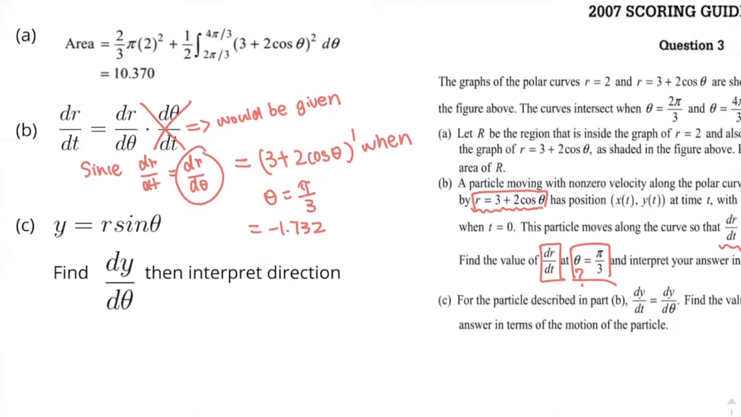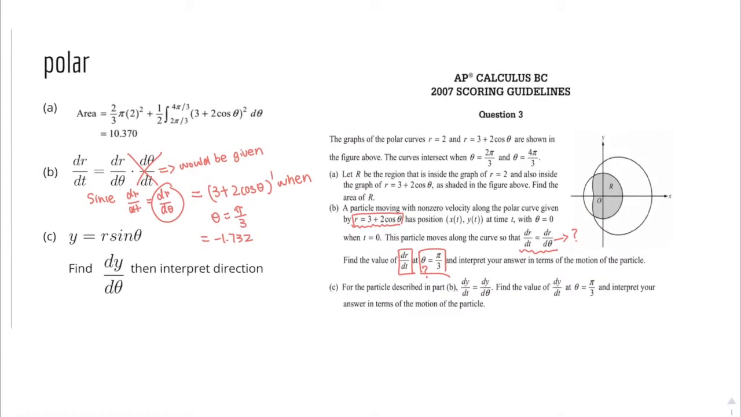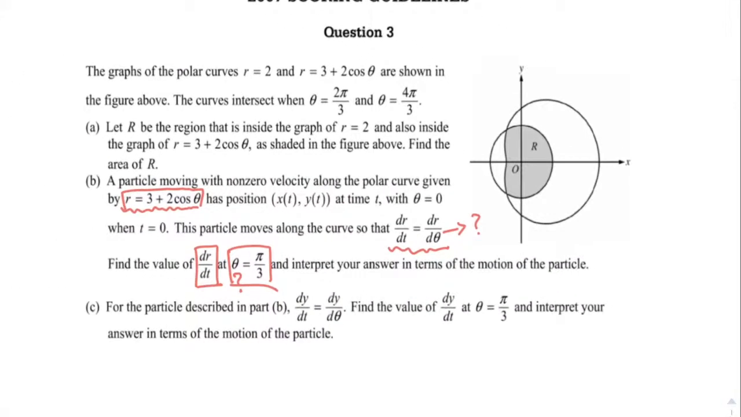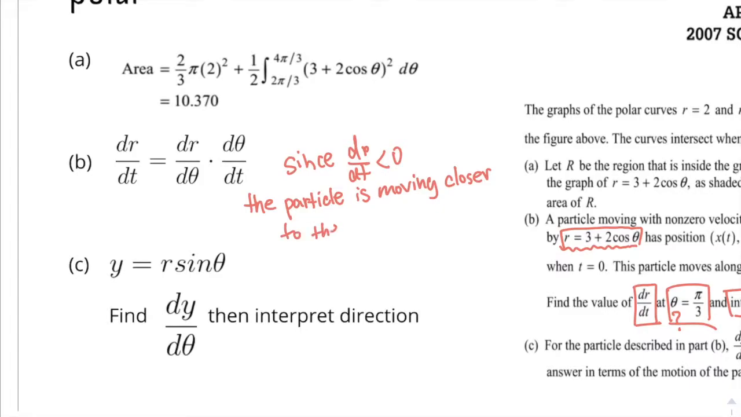However, this question is not over yet, because there's still the next half of the sentence: interpret your answer in the motion of the particle. So we cannot just leave the number here. We also need to say what the motion of the particle is. Since our answer is negative, it is less than 0. We know that dr over dt is less than 0, which means the particle is moving closer to the origin because it's moving kind of backward.